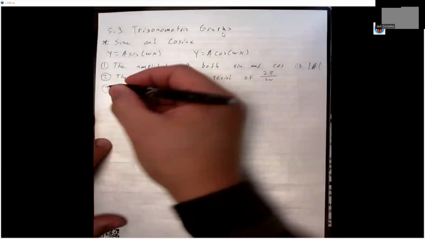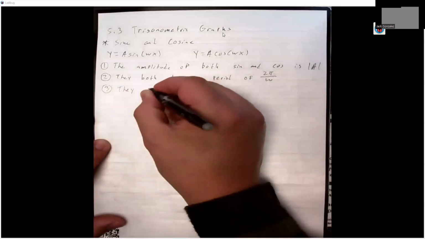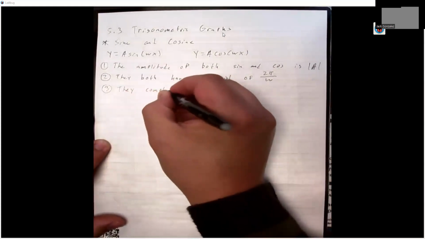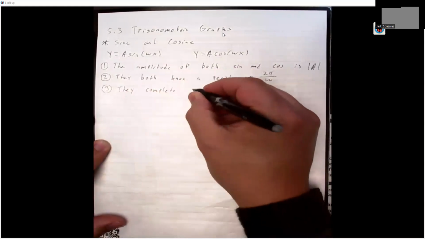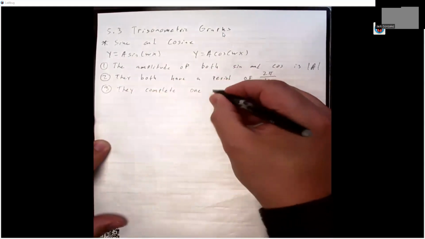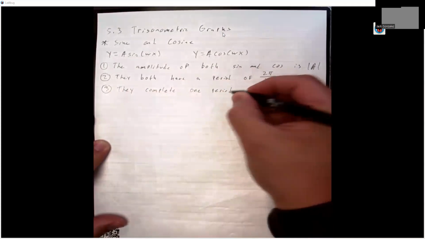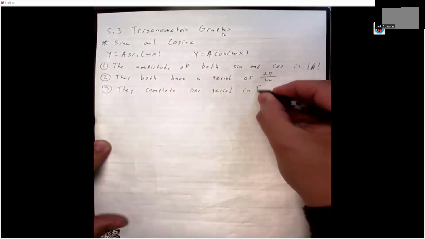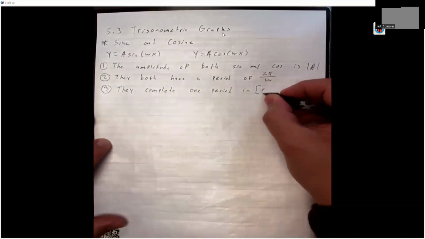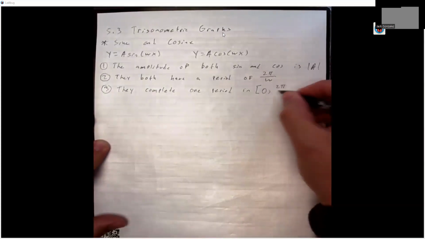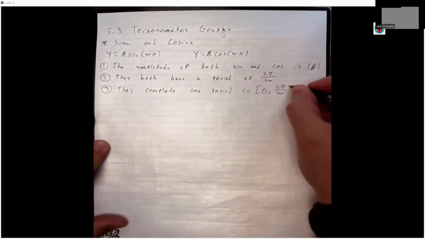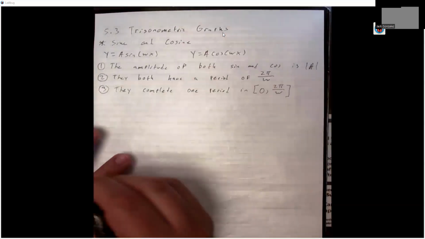Number 3, they complete one period, and we'll talk about that in a second, from 0 to 2 pi divided by omega. So that's one cycle for both of these.